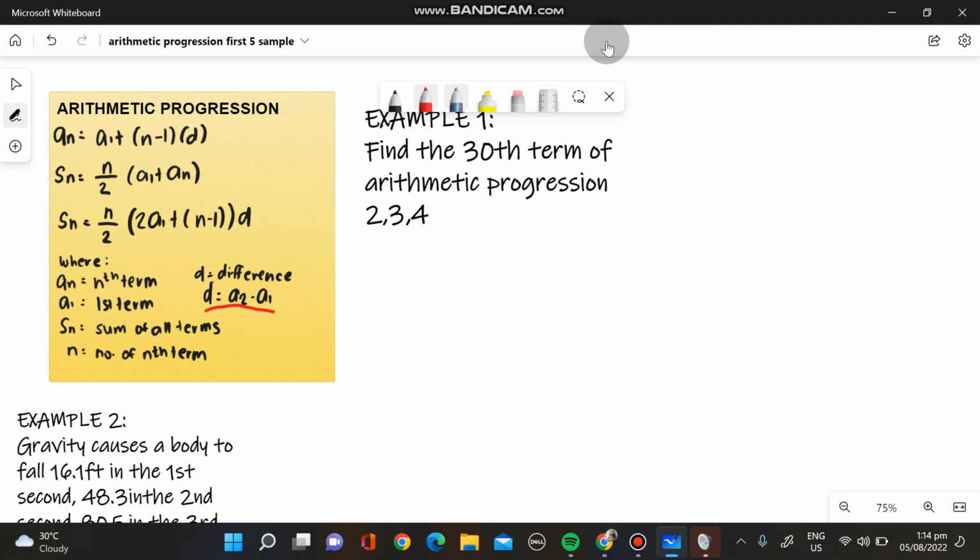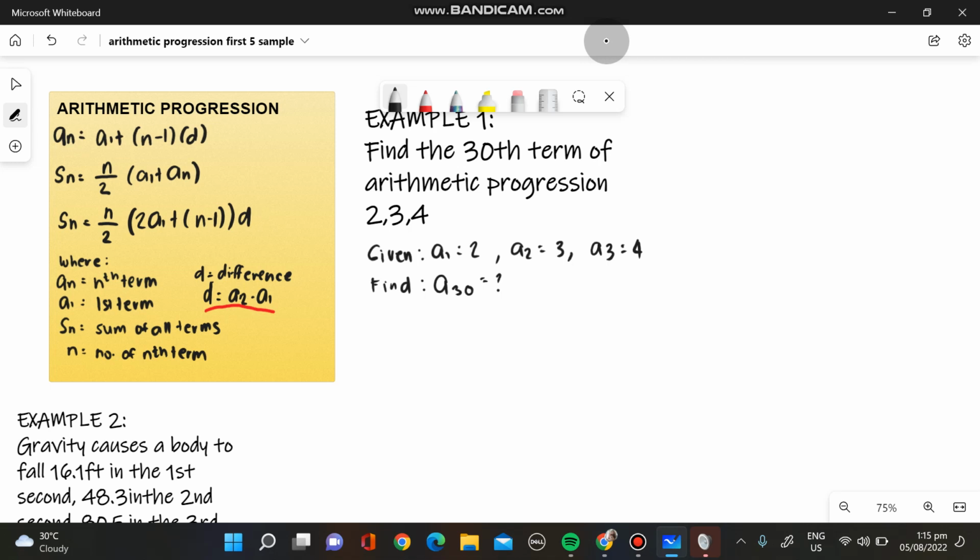So let's head on to our first example. We have example number 1. Find the 30th term for the arithmetic progression 2, 3, and 4. So we have given a1 is equals to 2, a2 is equals to 3, and a3 is equals to 4. Okay, so what do we need to find? We have to find the 30th term. So we would need to find a30.